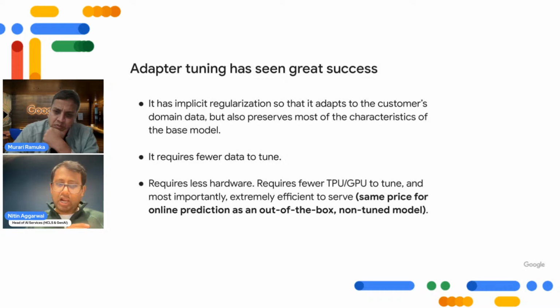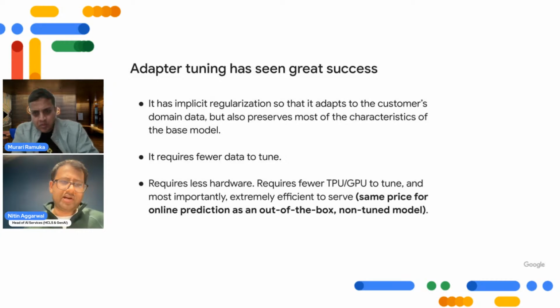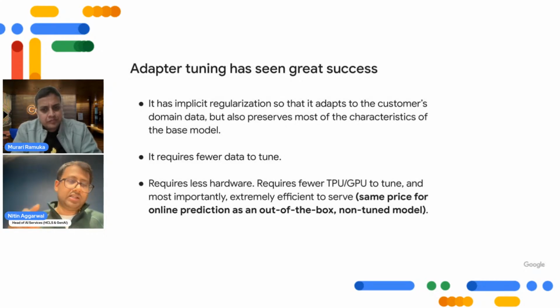We do not need a lot of data, hardly 100 or 200 labeled examples, where you're providing input and output, should be good, and the model will be able to tune itself around it. It requires very little hardware, and the best proposition is you do not need to spend any additional penny to use this kind of tuned model. The pricing and costing remain the same as that of the base foundational model.